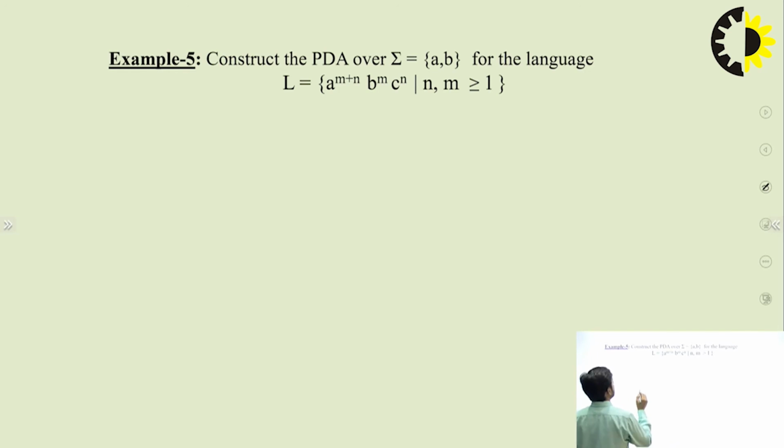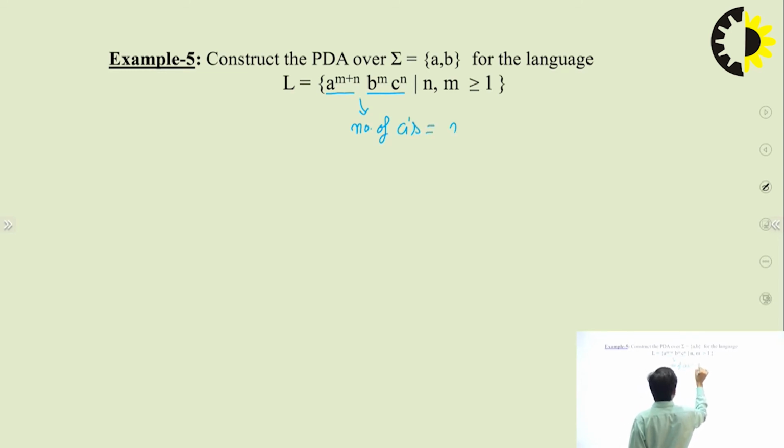Okay, that A raised to power m plus n is equal to B raised to power m and C raised to power m, means number of A is equal to number of B and number of C. What it means is that the number of A is equal to the number of B plus the number of C.